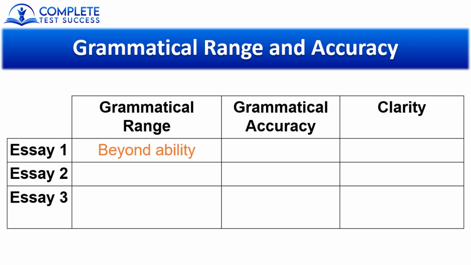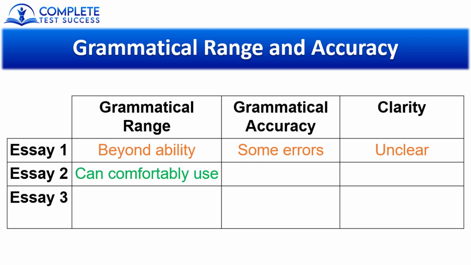In essay 1, they pushed themselves to use as many structures as possible and to write long, complicated sentences. This resulted in more errors than they would normally make, which in turn reduced the clarity. Because of this, the student got a lower band score than they are capable of. In essay 2, the candidate pushed themselves a little bit, but not too far, and used a range of structures that they are relatively comfortable with. This meant that there were fewer errors, the essay was clearer, and the band score was higher.